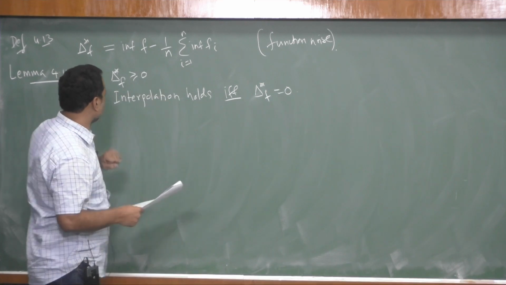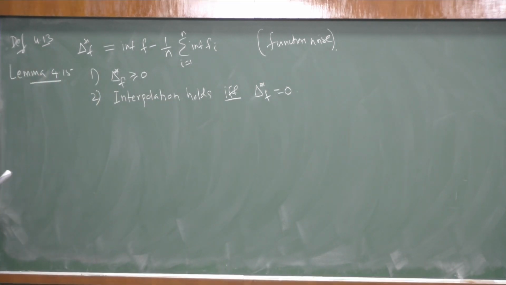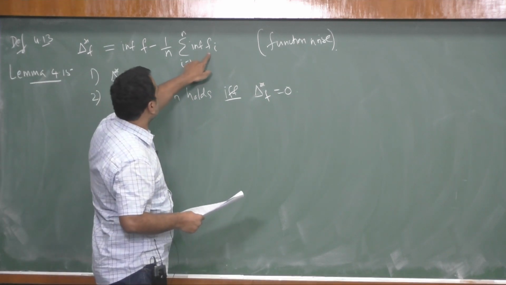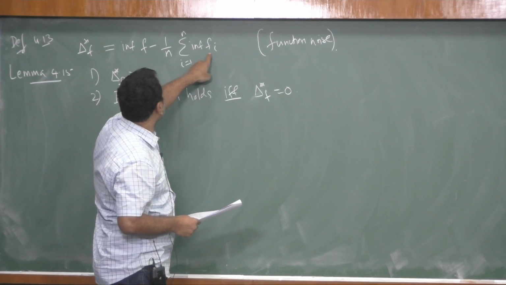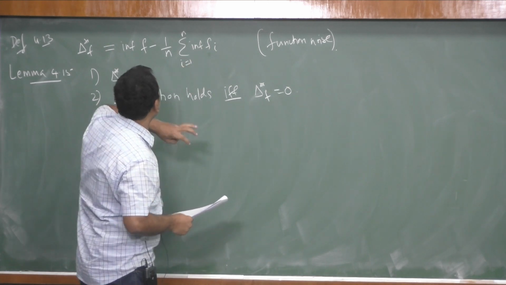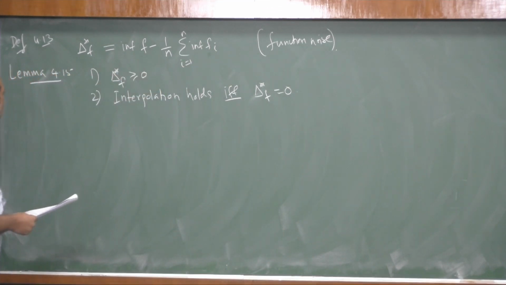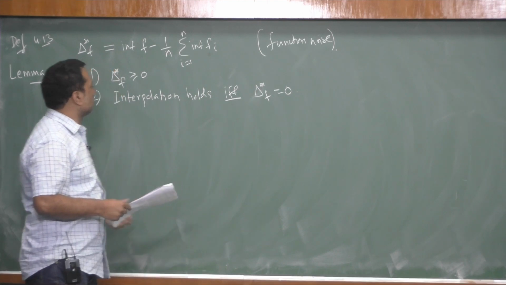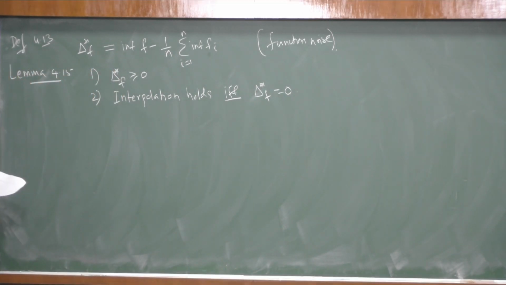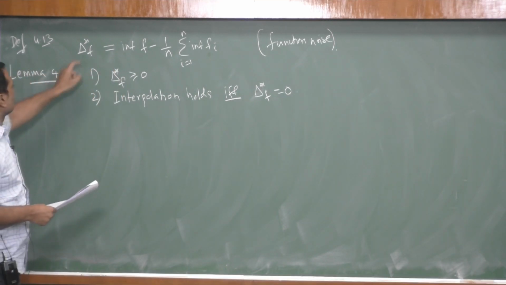If the infimum of fi is achieved at x star for all i, then obviously if I take a sum, that will be the infimum of f as well. We have already proved this. So interpolation happens if and only if delta star f is equal to 0.